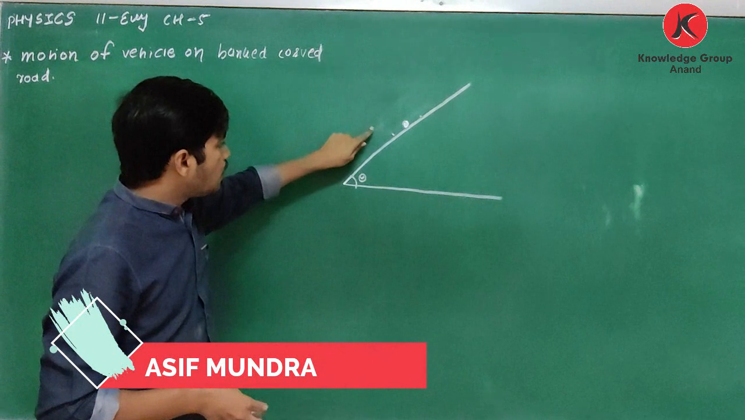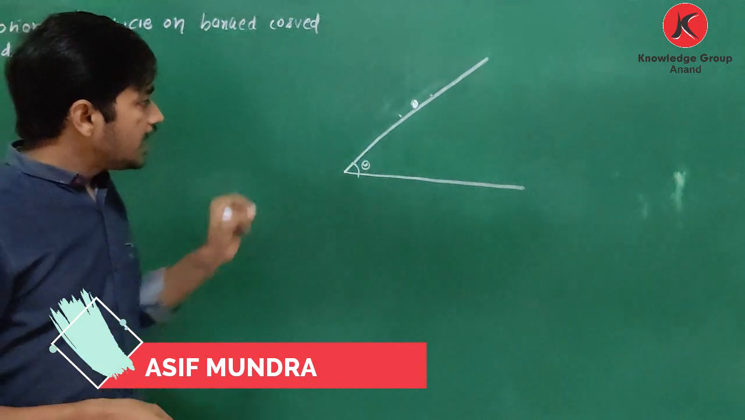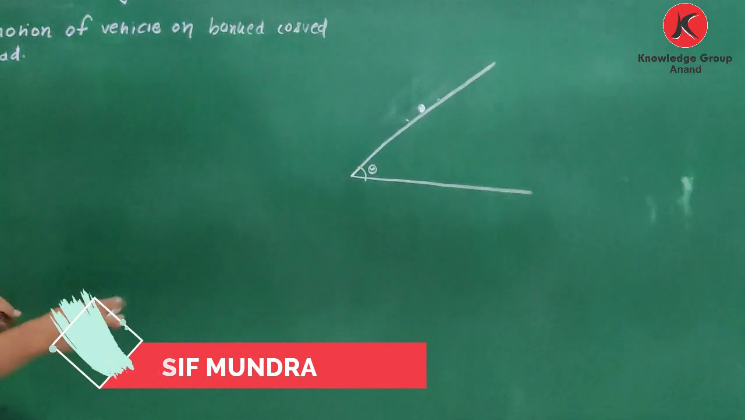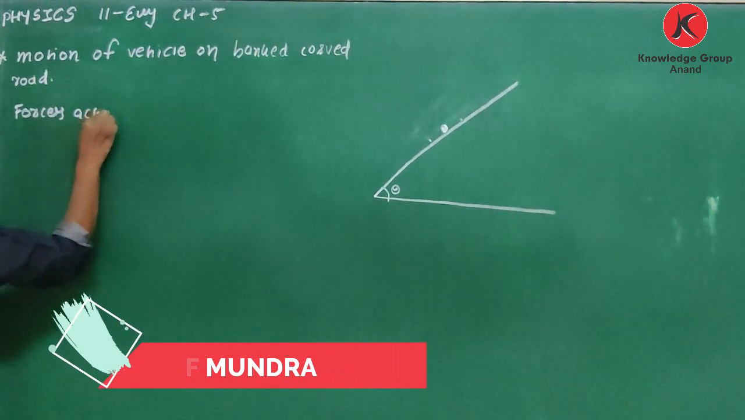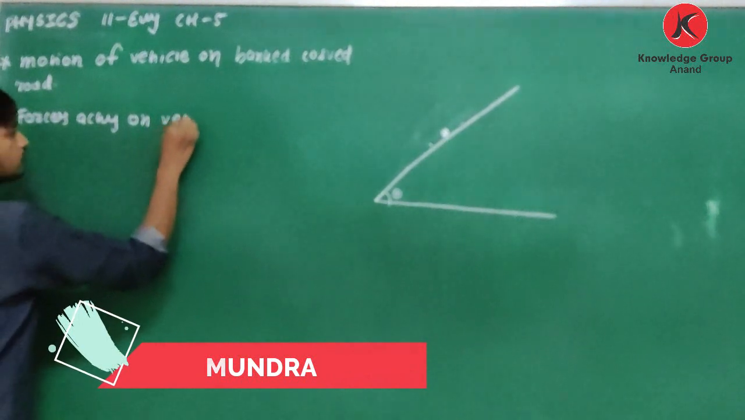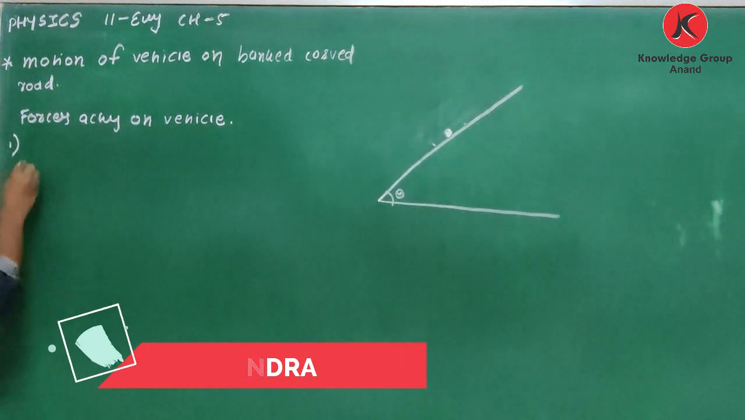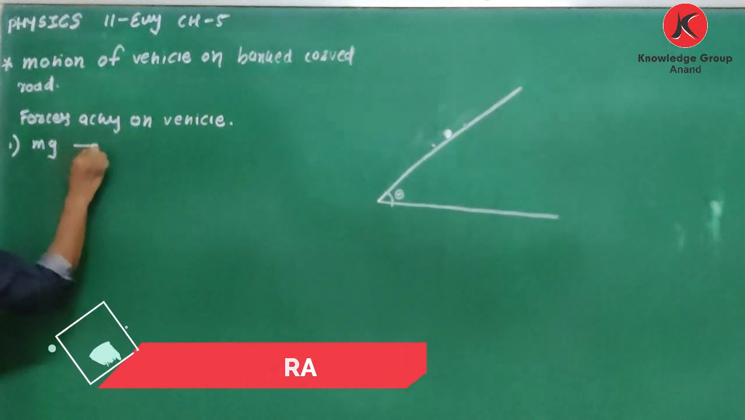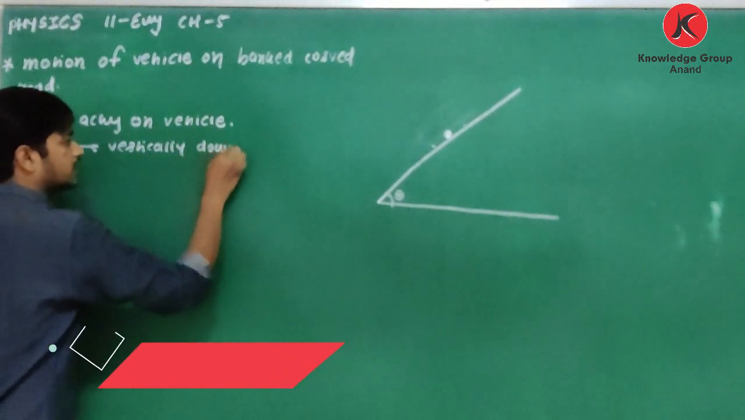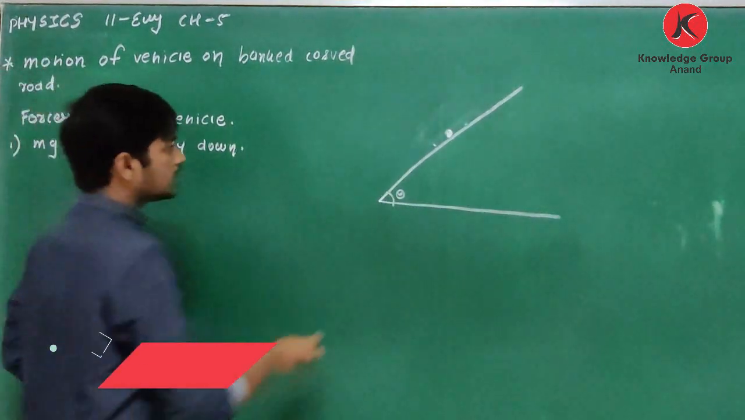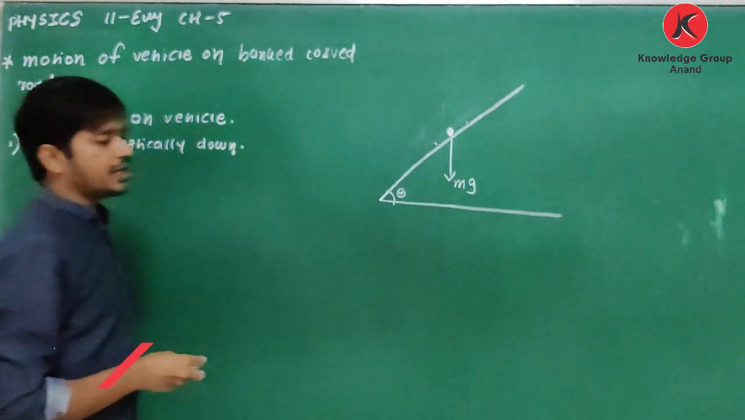So first of all, when vehicle is moving on bank circular road, we will identify the forces acting on it. See, forces acting on vehicle. First force, which is always mg, that is weight, and it is always in vertically downward direction. Clear about this? So if it is vehicle, mg is always acting in vertically downward direction.